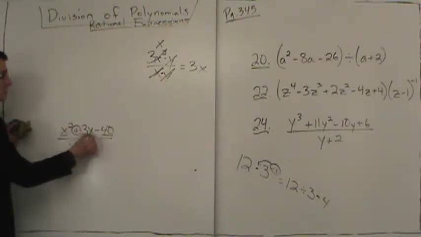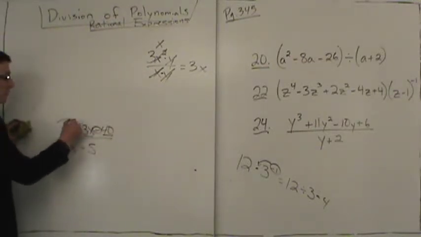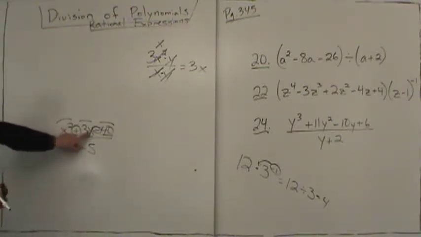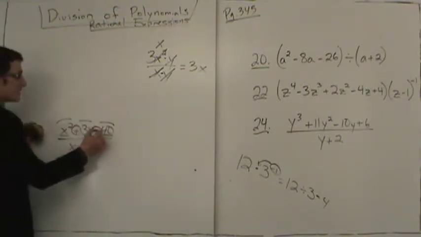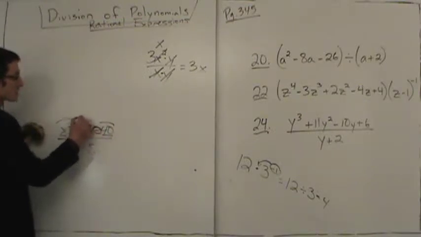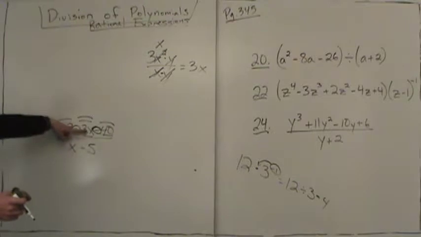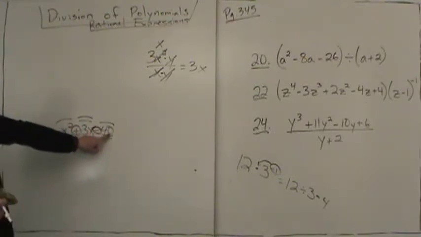Think of addition as jail bars. Addition locks up every unit left and right. So the addition locks up the x squared and the 3x. The subtraction locks up the 3x and the 40. So the 3x is locked up twice. The x squared and the 40 are locked up once.